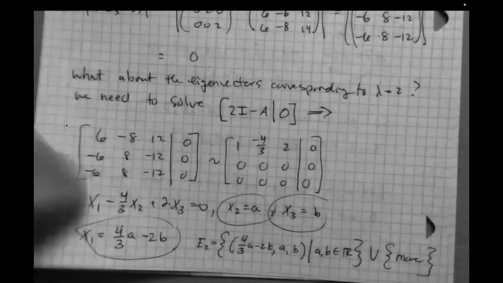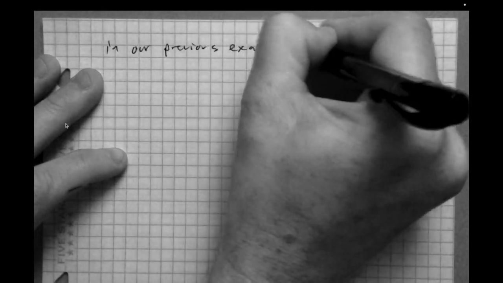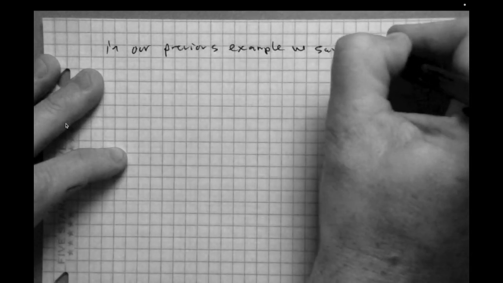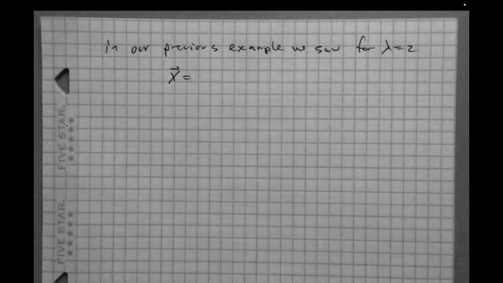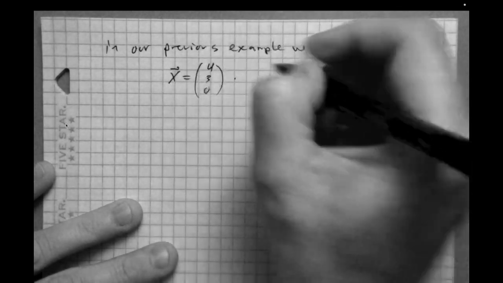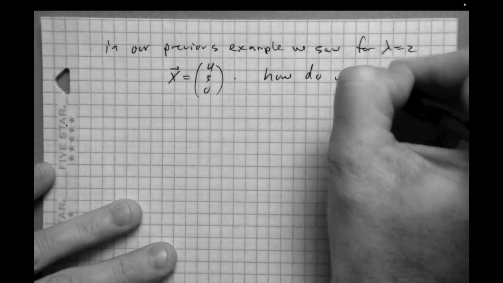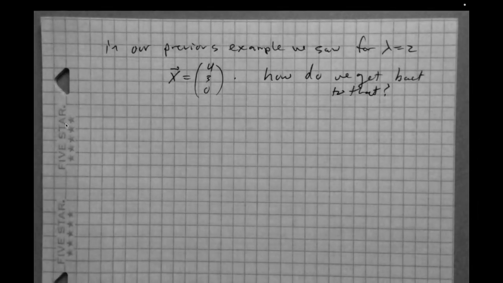Okay, and so because we started with a matrix that we've already looked at, how would we get back to our 4-3-0 example? Right, so in our previous example, we saw for lambda equals 2 that our representative eigenvector was 4-3-0. How do we get back to that specific one?